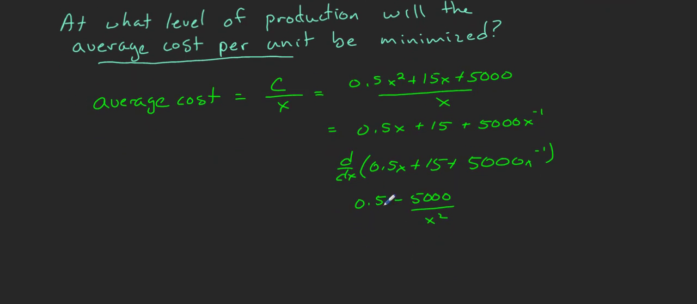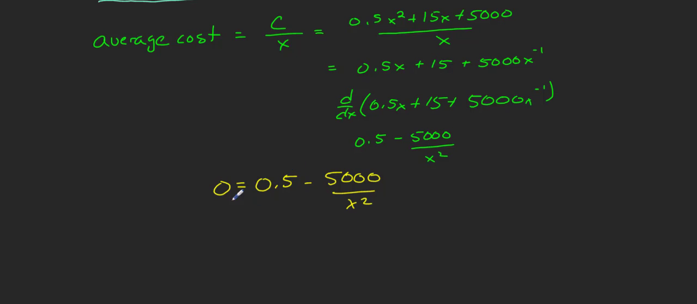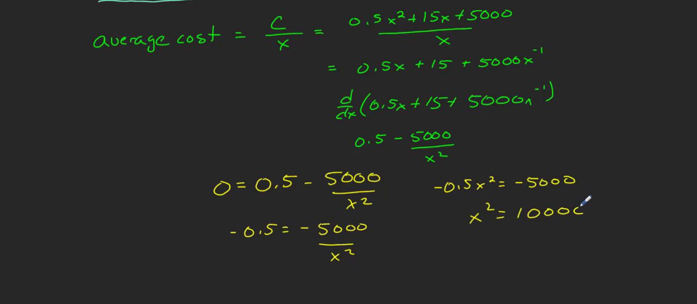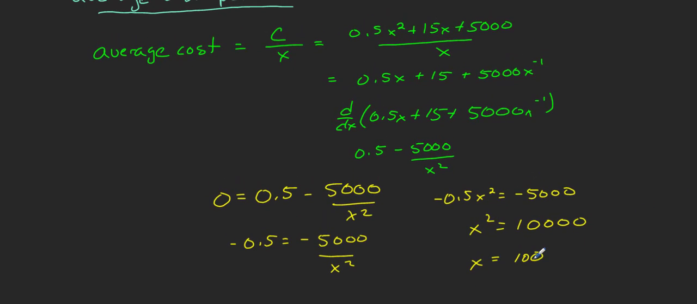We need to set this equal to 0 and find the critical numbers. 0 equals 0.5 minus 5,000 all over x squared. Subtract, multiply by x squared, divided by negative 0.5, and plus or minus square root. Now that would be plus or minus 100, but we're only taking the positive value because we're not selling a negative number of items. So it looks like we have one critical number.